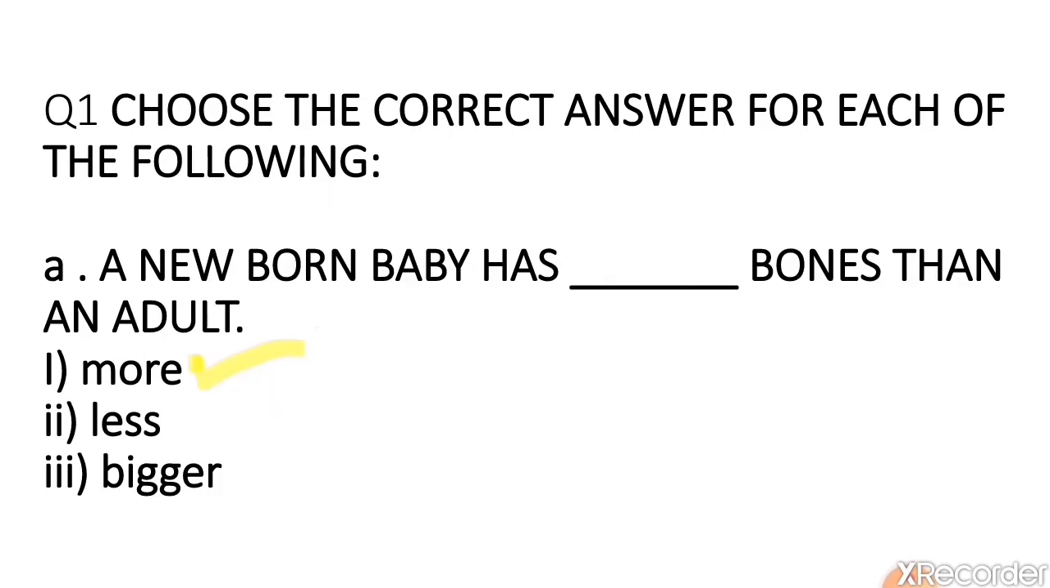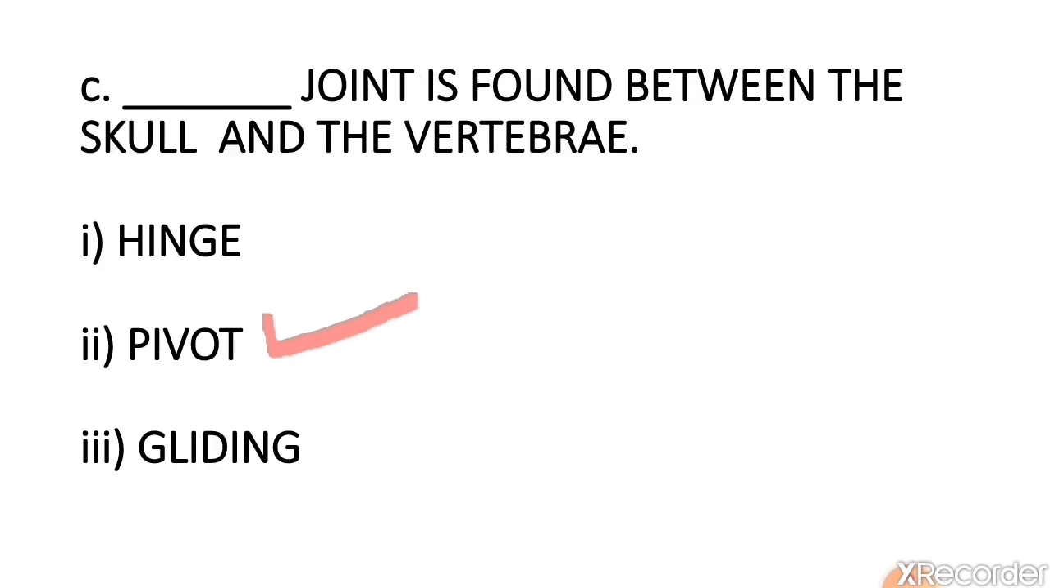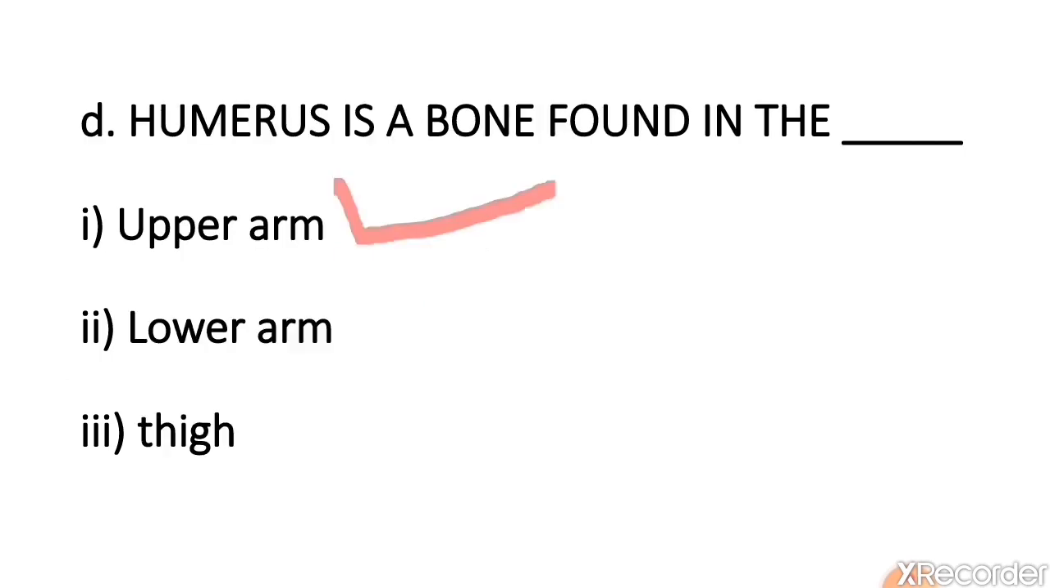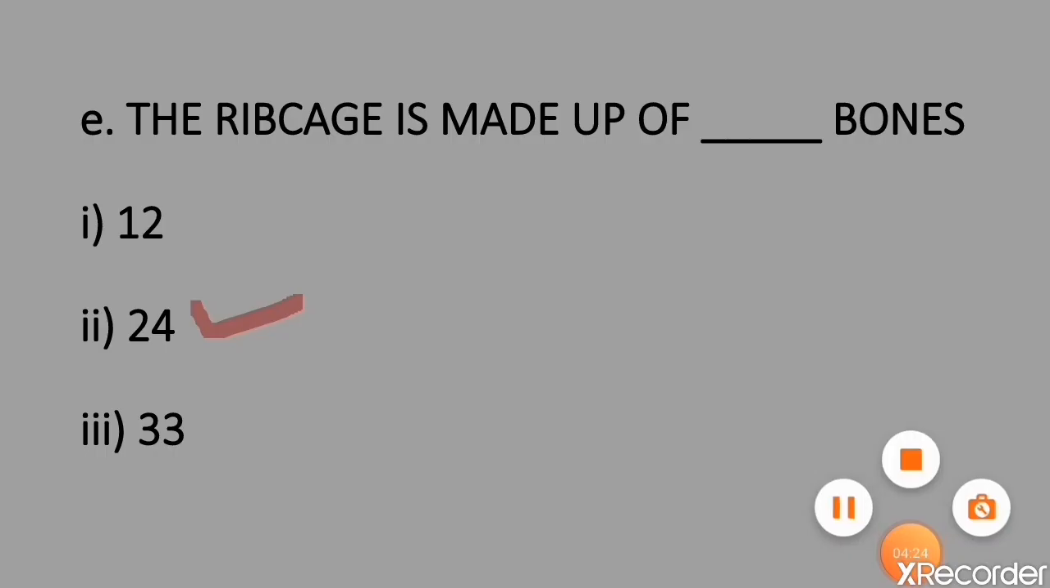So the first one is, a newborn baby has more bones than an adult. We can control voluntary muscles when we want. Pivot joint is found between the skull and the vertebra. Humerus is a bone found in the upper arm. The rib cage is made up of 24 bones.